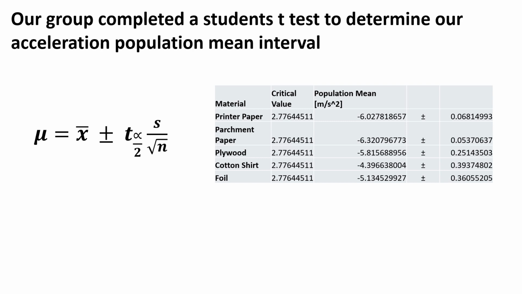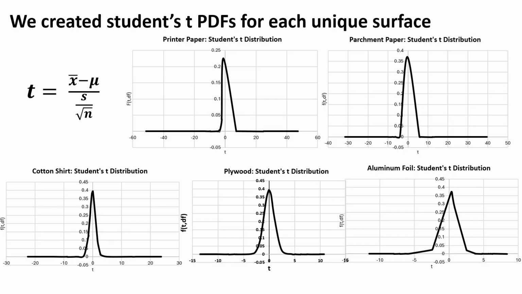Population mean is equal to sample mean plus or minus critical value times variance over the square root of our number of data points. Our critical value for each of the materials was 2.77644511, and our population mean intervals are displayed in the chart. To create a visual representation of our population mean interval, we created a Student's t PDF for each unique surface.